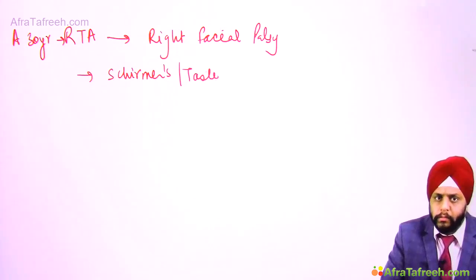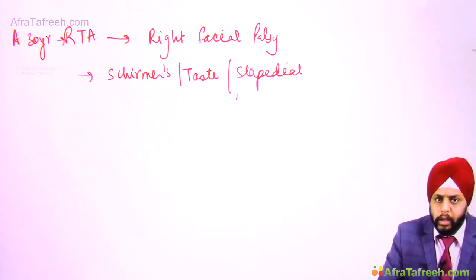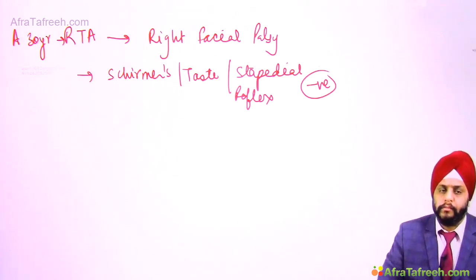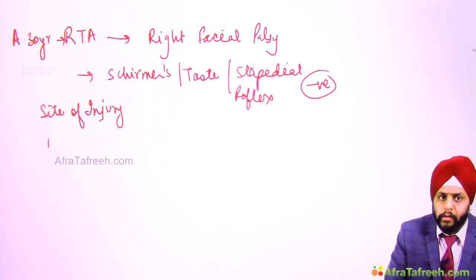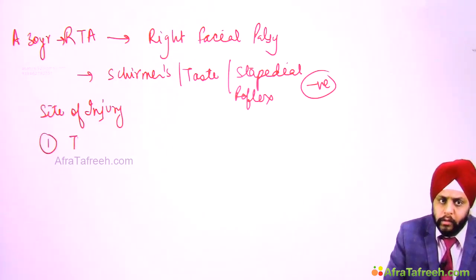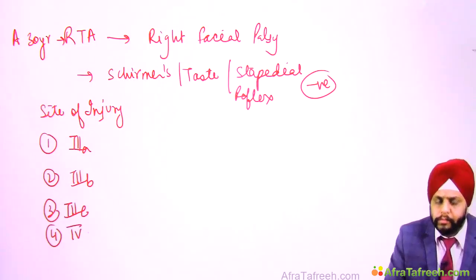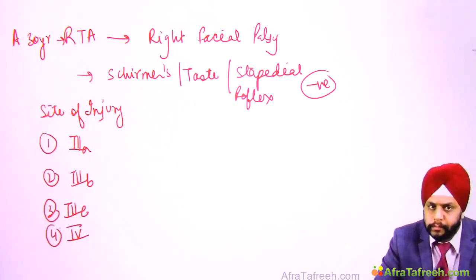taste test, stapedial reflex test. Okay, all these 3 tests were negative. Where is the site of injury? I'll give you the options: segment 3A, segment 3B, segment 3C, and segment 4. Okay, what is the site of injury?